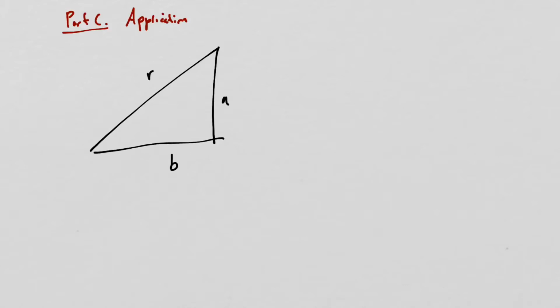While this section is really the beginning of applications of trig functions to real-world problems, let's first look at an important relationship that we've already seen so far. Suppose we're given the following right triangle with sides B, A, and R. This is 90 degrees, and the angle over here is theta.